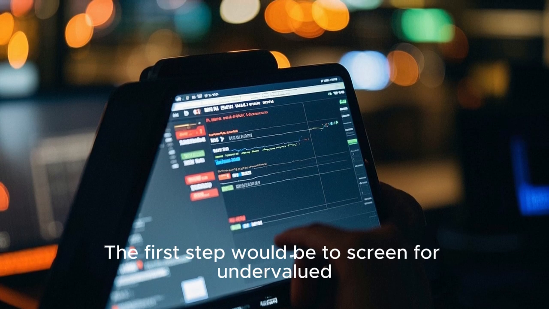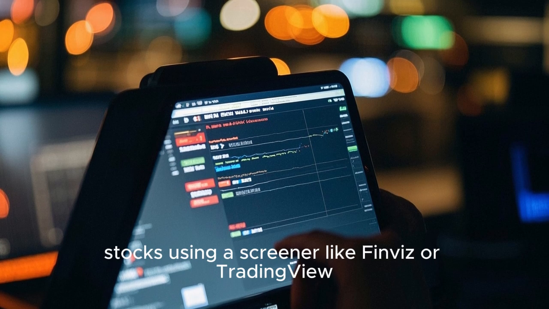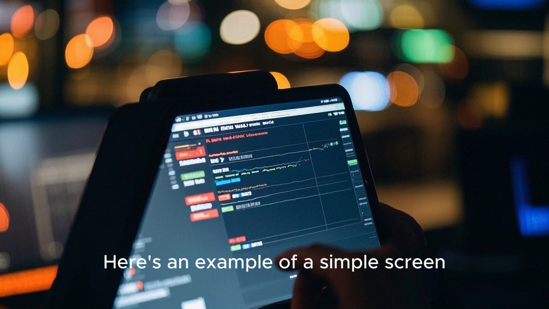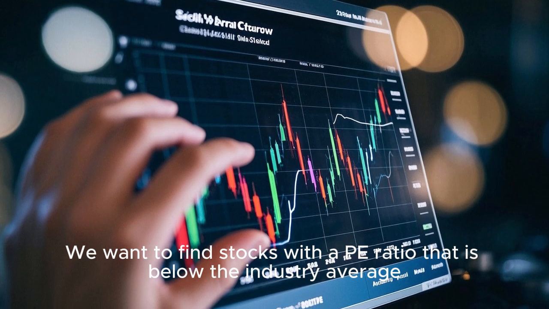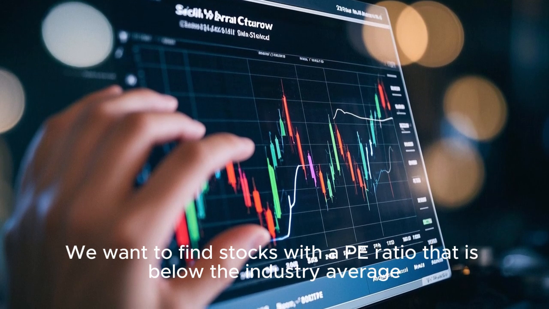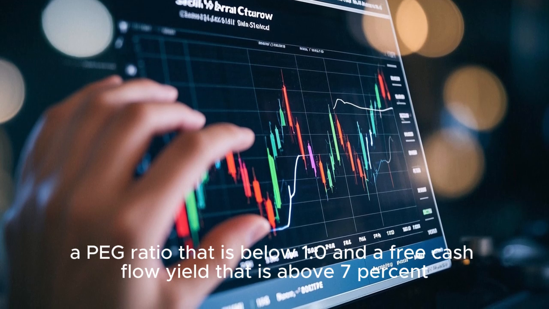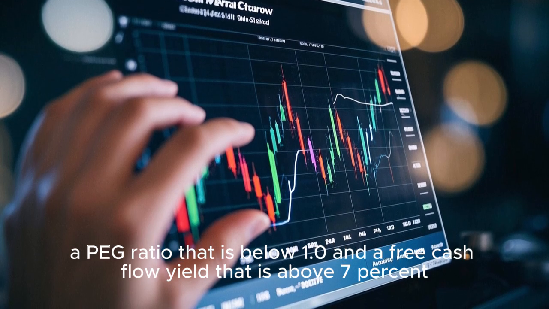The first step would be to screen for undervalued stocks using a screener like FinViz or TradingView. Here's an example of a simple screen. You want to find stocks with a PE ratio that is below the industry average, a PEG ratio that is below 1.0, and a free cash flow yield that is above 7%.